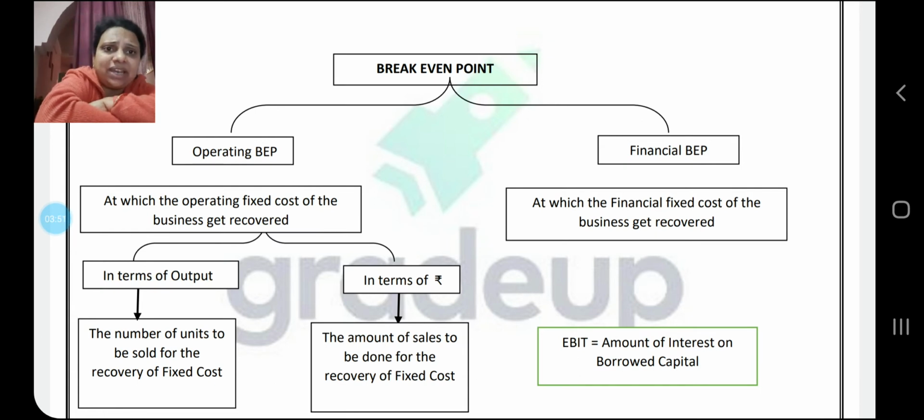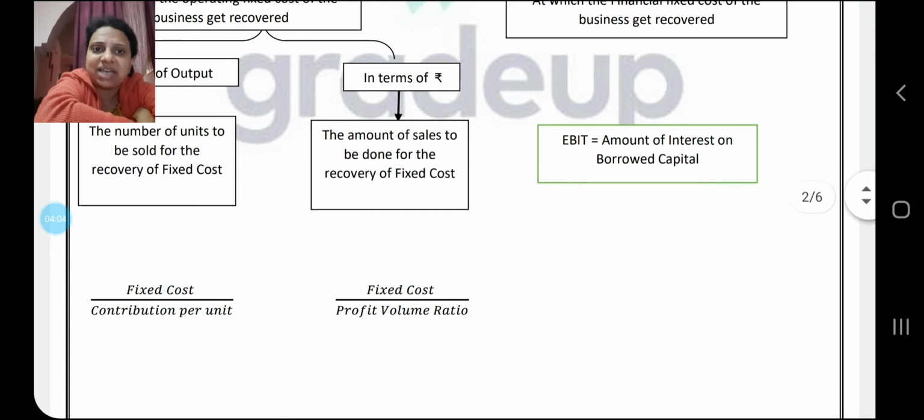Now, when I'm talking about the financial break-even, obviously I'm talking about the financial fixed cost, at what level the financial fixed cost of the business can be recovered. So obviously we are talking about EBIT, that is earnings before interest and taxes.